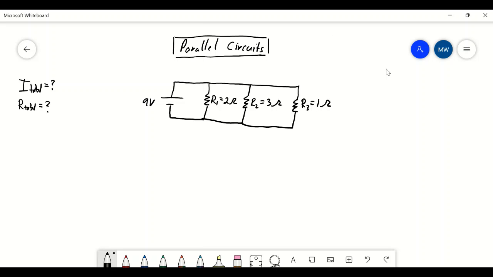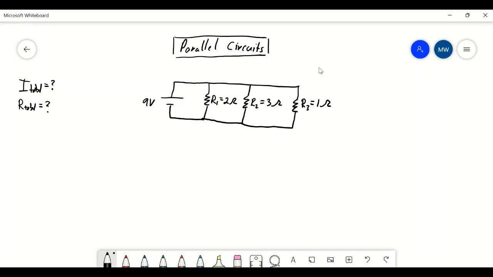Okay, so in this video we're going to talk about parallel circuits. For parallel circuits, there are individual branches, and so we've got a 9-volt battery, and then I've got a 1 ohm resistor, a 2 ohm resistor, a 3 ohm resistor, and a 1 ohm resistor, and these are each their own parallel branch. So this is a parallel circuit. They all connect independently to the voltage source. So if one of these were to turn off, the others would be fine and they would continue to work.